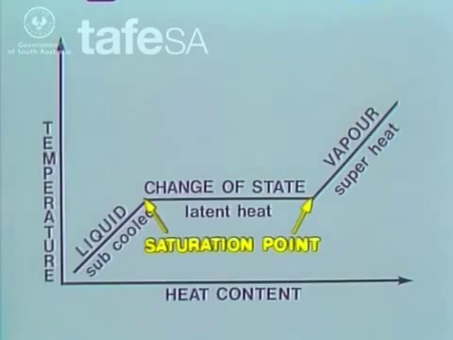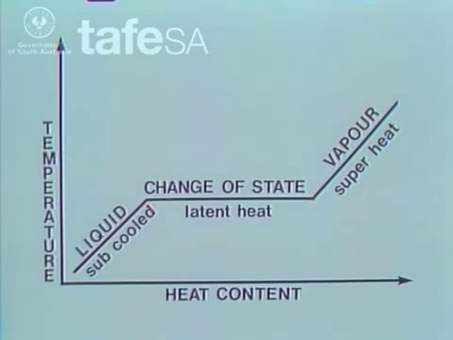The fine point at which vaporization or condensing starts and stops, depending on which way the change of state is occurring, is called the saturation point. Because the liquid is saturated with heat just before the change to vapor. And when condensing, the vapor is saturated with heat just before it changes to a liquid.